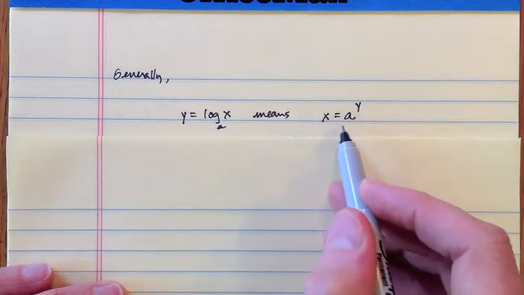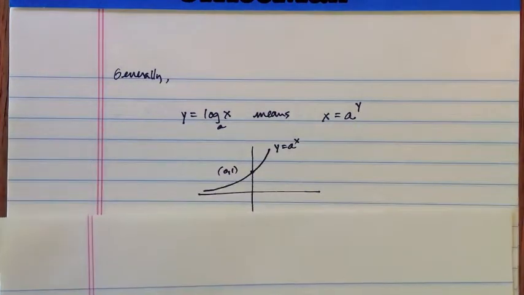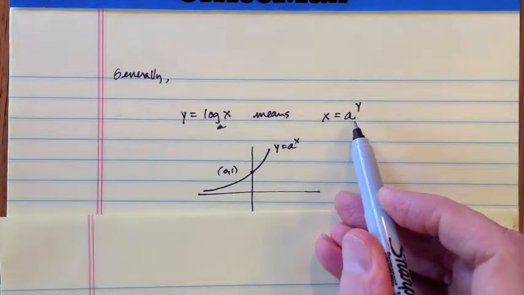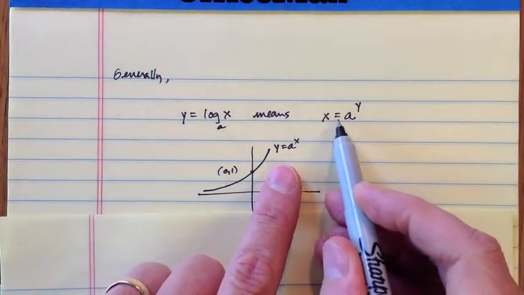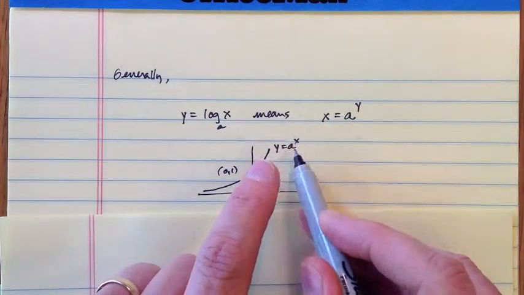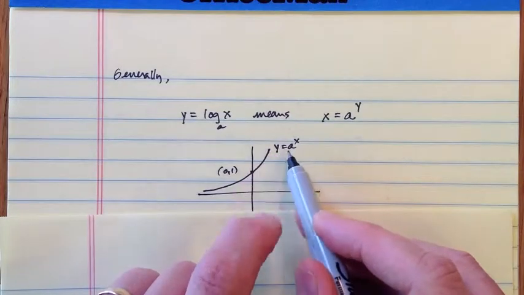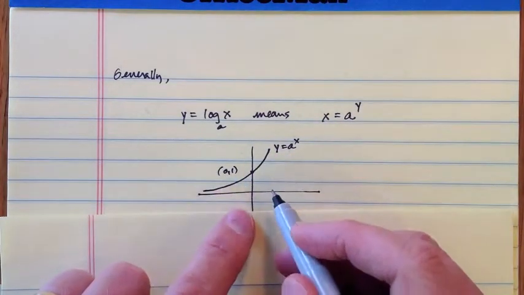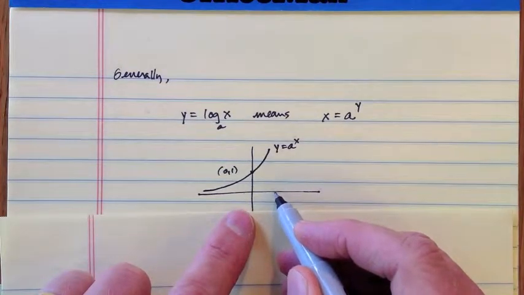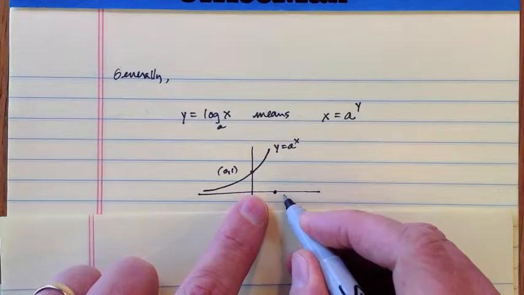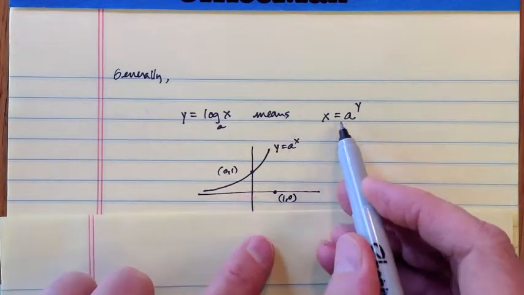Look at that equation. That looks familiar. We've almost graphed that before. I say almost because we've graphed y equals a to the x, not x equals a to the y. What's this curve got to do with that one? Well, all they did is interchange the x's and y's. Remember? When you interchange the x's and y's, the point 0, 1 on that curve means that the point 1, 0 must be on this curve.